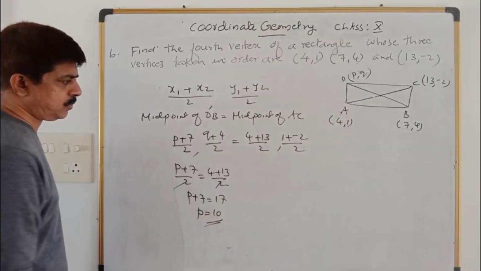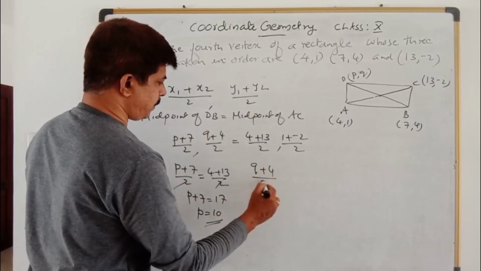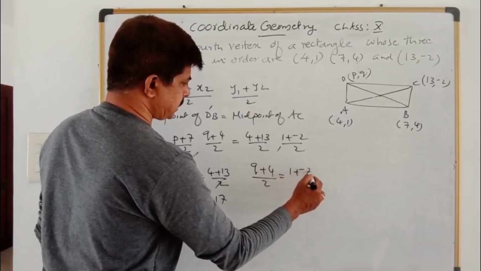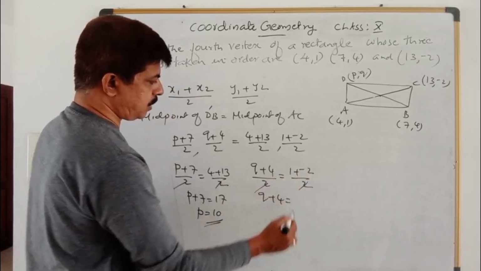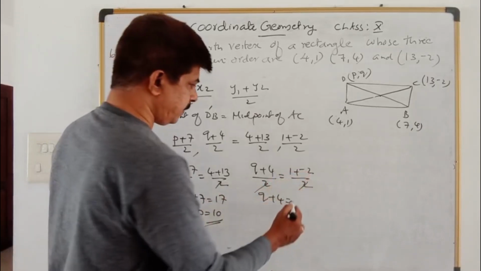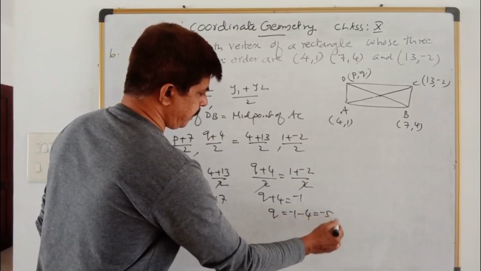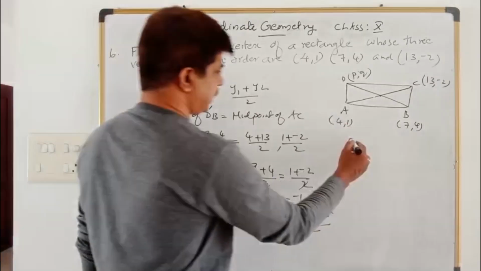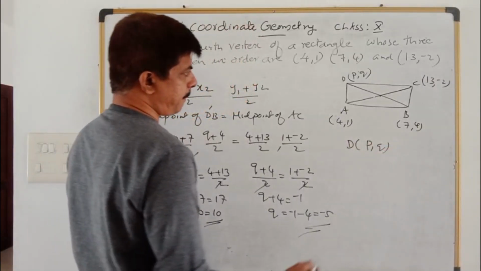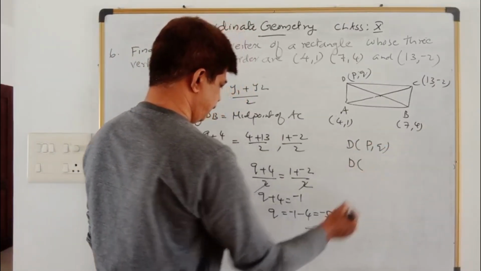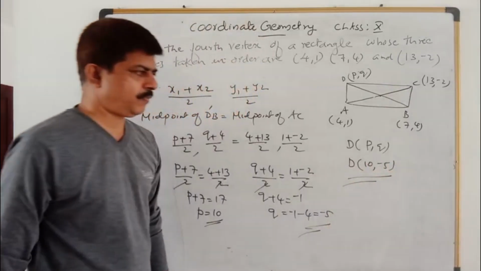p value is 10. Like that, the y coordinate: q plus 4 by 2 is equal to 1 plus negative 2 by 2. 2 is cut. q plus 4 is equal to the sum of 1 and negative 2, which is negative 1. So q is equal to negative 5. So we got the fourth vertex D. What is the fourth vertex coordinate of the point D? p we have 10 and q minus 5. This is the fourth vertex.